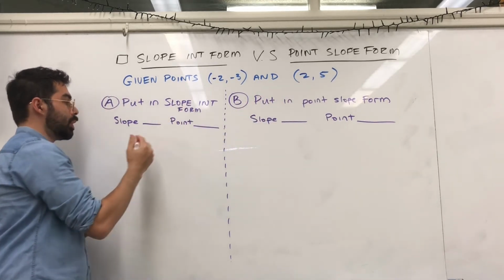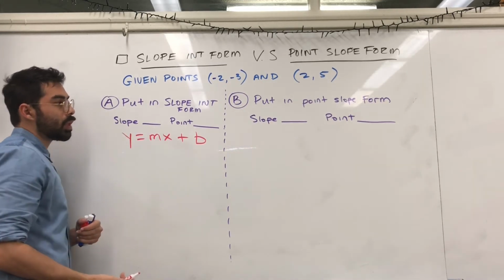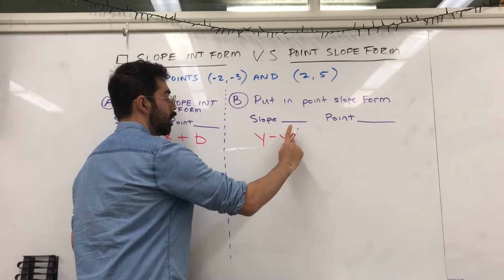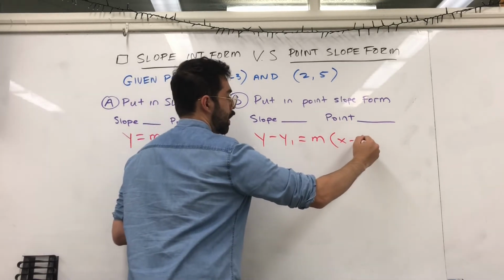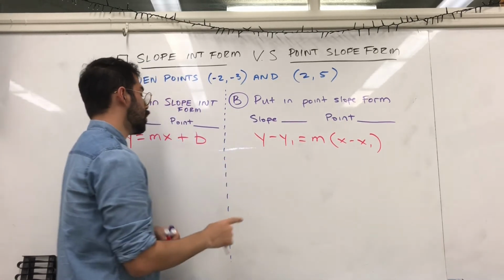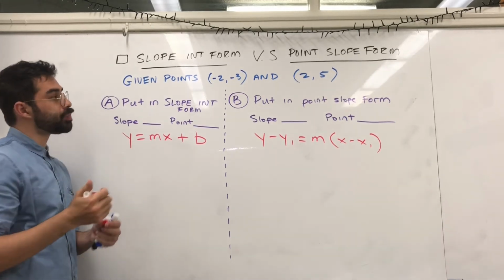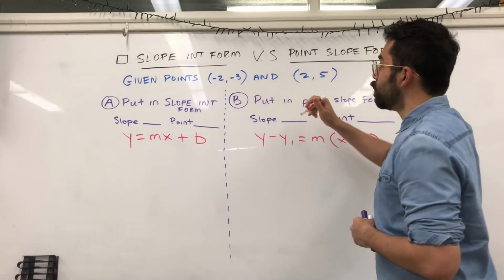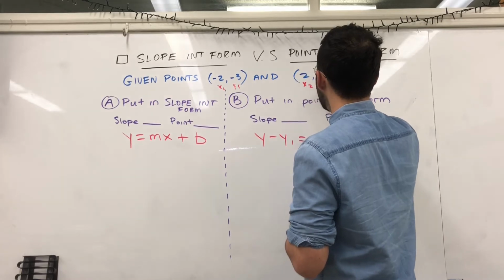Remember what slope-intercept form is? That is y equals mx plus b, and point-slope form is simply y minus y1 equals m times (x minus x1). This is where our point's going to go, and obviously that is our slope. Eventually we're going to put our points in for x and y, but first we need to figure out our slope. Let's figure out our slope using these 2 points. Let's call these x1, y1, x2, and y2.